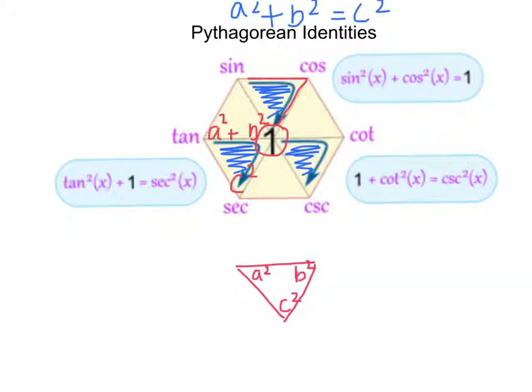And finally, the last one, same pattern. 1 plus cotangent squared. Now 1 squared is still 1, plus cotangent squared is equal to cosecant squared. Follow the same pattern. You've got your a squared at the top, and your b squared, with your c squared being at the bottom.